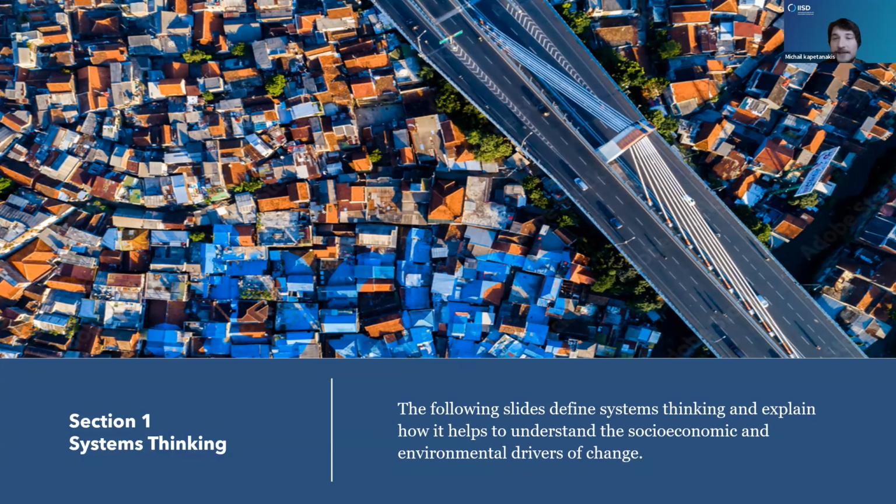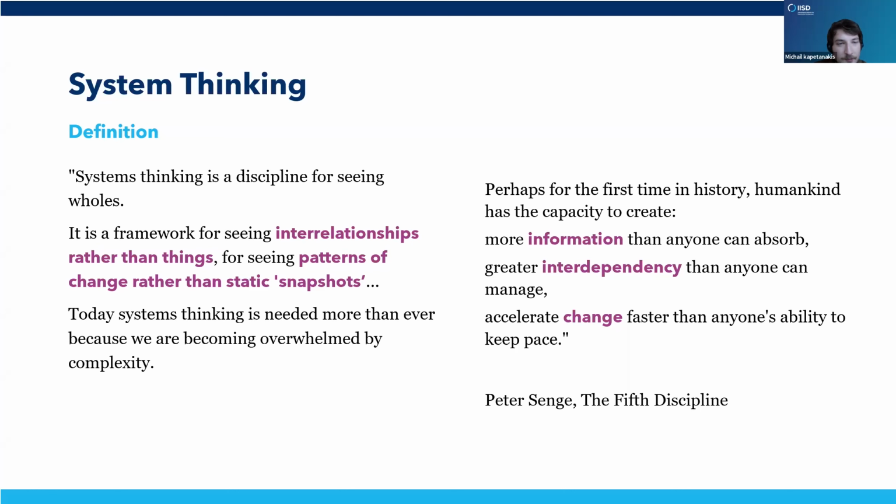So systems thinking, let's start with the definition. And basically the definition says that system thinking is a discipline for seeing wholes. It is a framework for seeing interrelationships rather than things, for seeing patterns of change rather than static snapshots. And today, system thinking is needed more than ever because we are overwhelmed by complexity. This complexity includes more information than anyone could absorb, greater interdependency than anyone can manage, and also accelerated change.